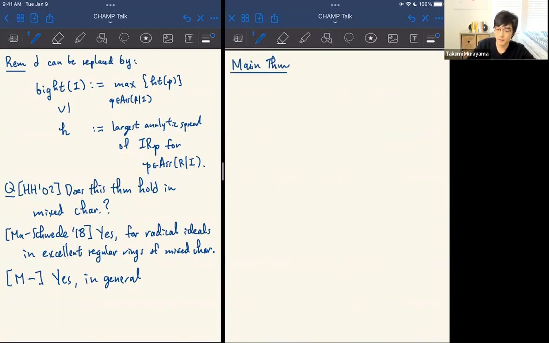Okay. And so I guess I'll put my initial here, but these special cases are due to Ein, Lazarsfeld, Smith and Hochster, Huneke, and Schwede. So please keep that in mind. I'll tell you what exactly is new in my theorem in a second.